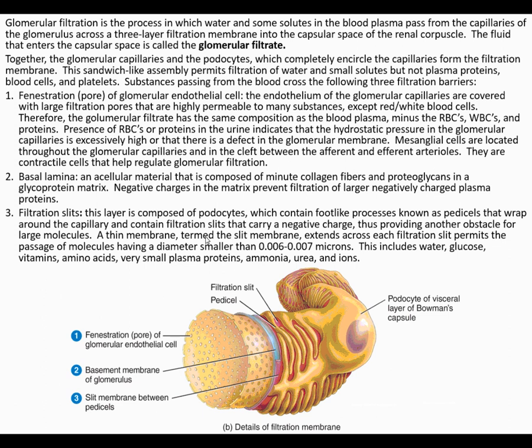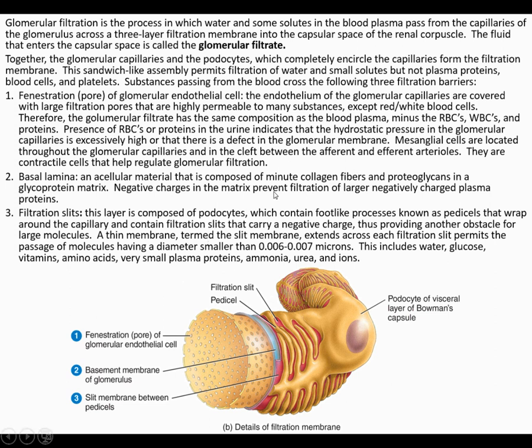Okay. Now, we're not going to get all the way through, but I want to talk a little bit more about each of these steps in greater detail. So we'll first talk about filtration, which once again is a process in which water and some solutes in our blood plasma pass from our capillaries of the glomerulus across a 3-layer filtration membrane into the capsular space of our renal corpuscle. The fluid formed here is called glomerular filtrate.